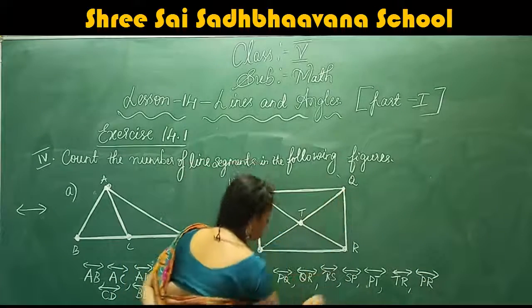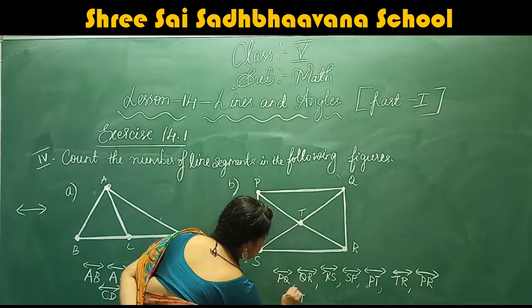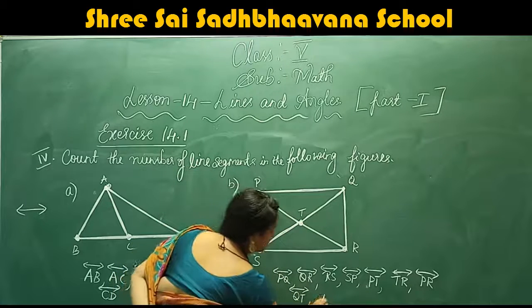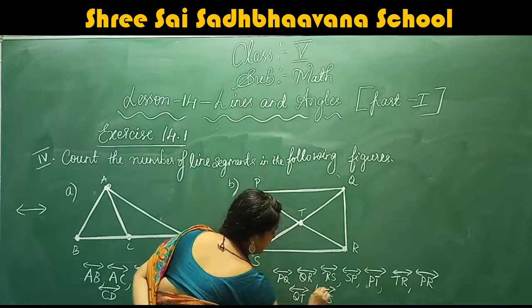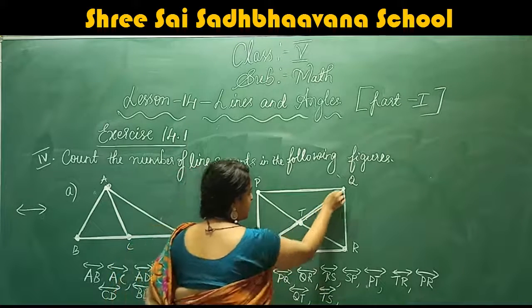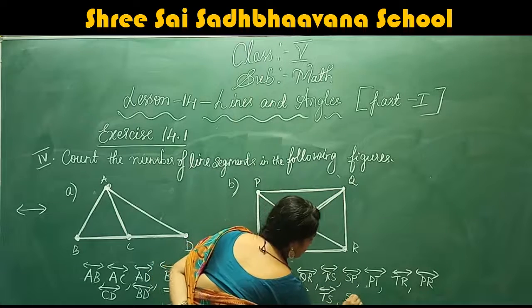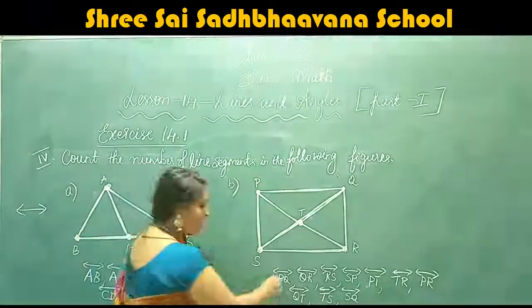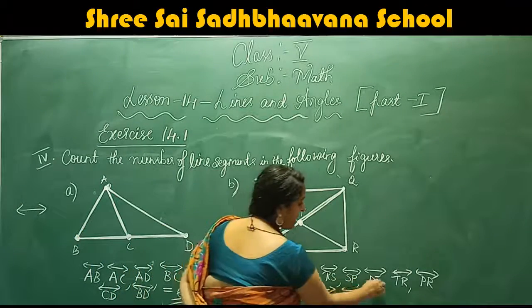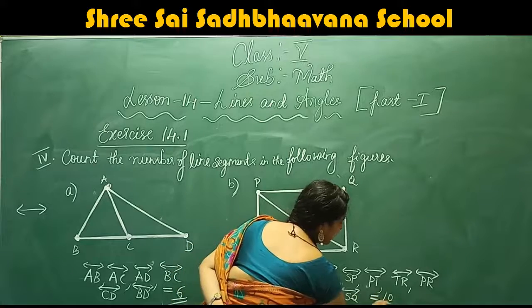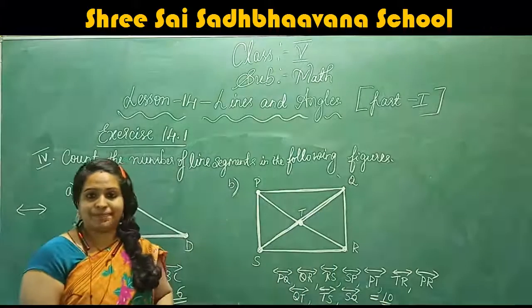Similarly, QT, comma, line segment TS, and finally SQ, line segment SQ. So how many line segments did we get? 1, 2, 3, 4, 5, 6, 7, 8, 9, 10. So in this figure, there are 10 line segments.